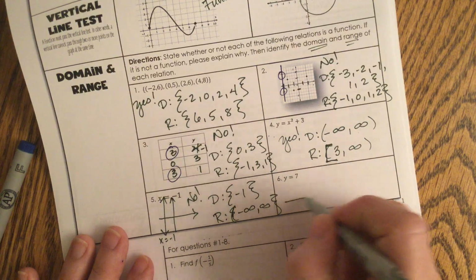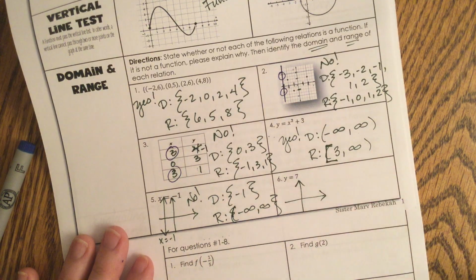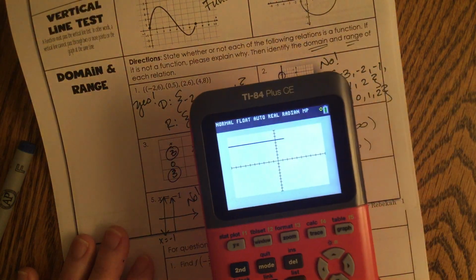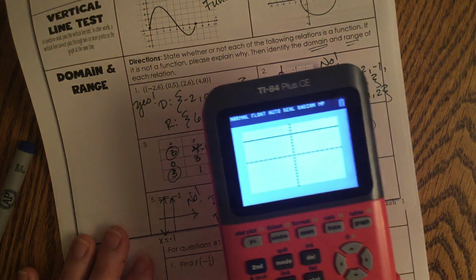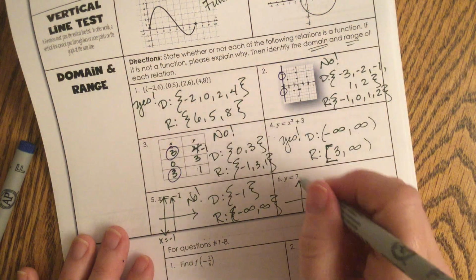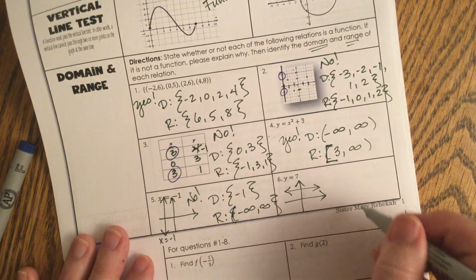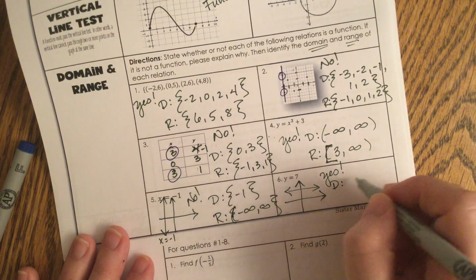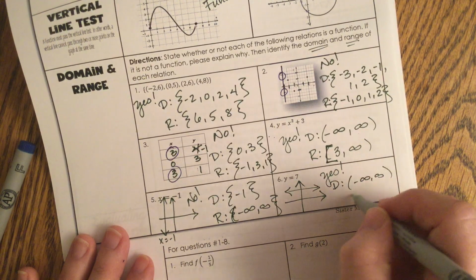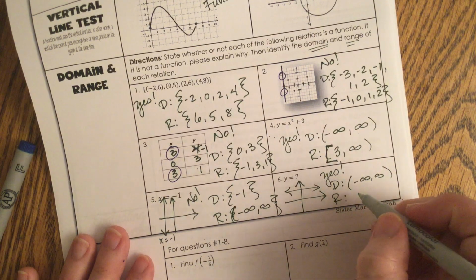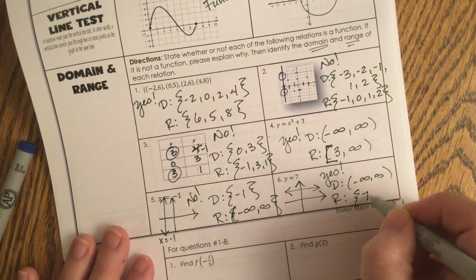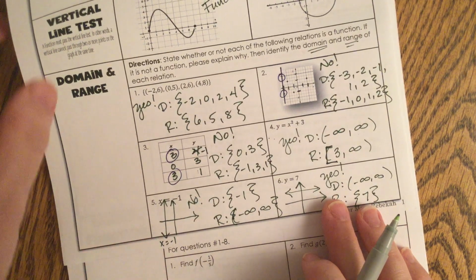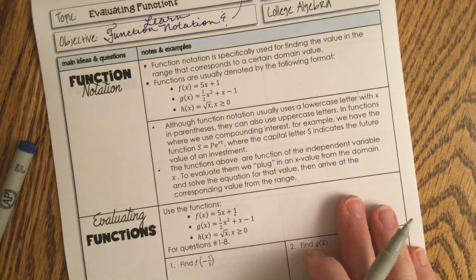Number 6, however, y is equal to 7 is a horizontal line. So it does pass the vertical line test. So we can say, yes, it is a function. The domain goes from -infinity to infinity, and the range is one number, 7. So the y value for every single point on this line is 7. So one number is the range.